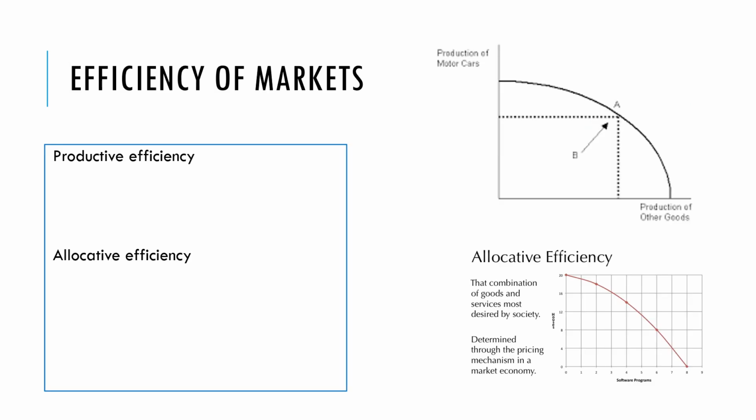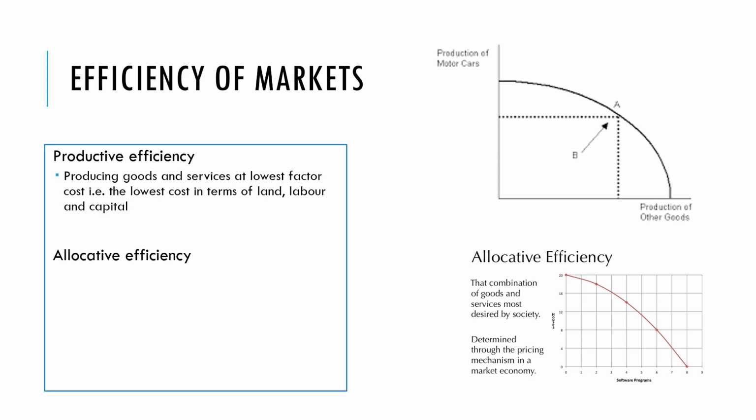So when we talk about efficiency of markets, is the outcome that we get from using the free market efficient? We can talk about it in terms of productive efficiency and allocative efficiency. Productive efficiency: the outcome is productively efficient if the goods and services are produced using the fewest resources, i.e. at the lowest cost in terms of land, labour, capital, etc. If the free market gives us this outcome, we would say it's productively efficient.